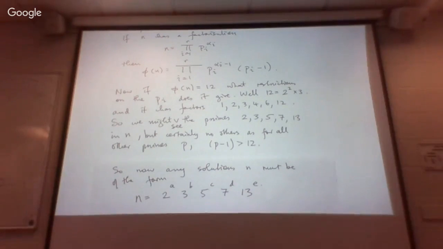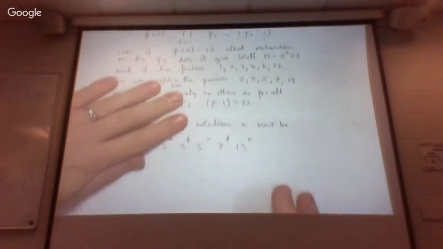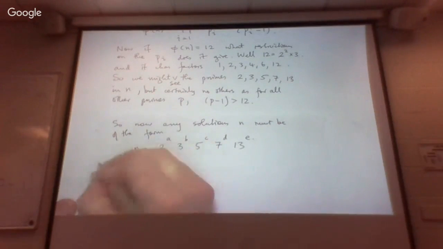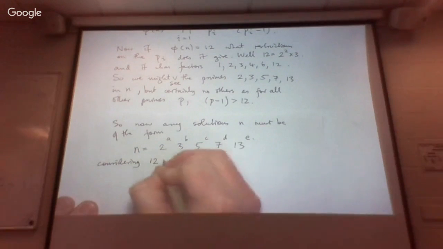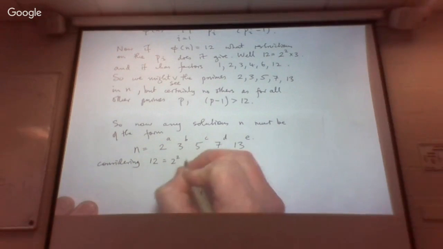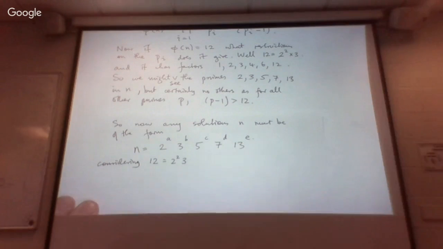And I'll just write A, B, C, D, E for the exponents. Now we've already, from our talk above, considered that 12, its prime factorization is 2 squared by 3.